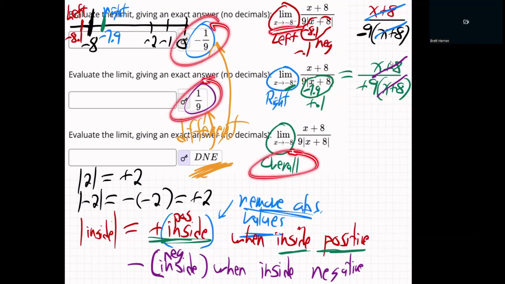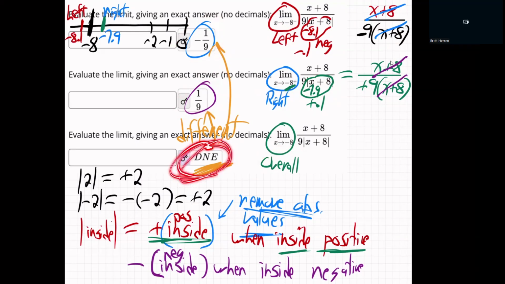The limit to -8 from the left and the limit to -8 from the right came out different answers, so the limit to -8 overall does not exist. It's got to be the same left and right to have an answer there. If they're different left and right, then the overall limit does not exist. And so there we go.